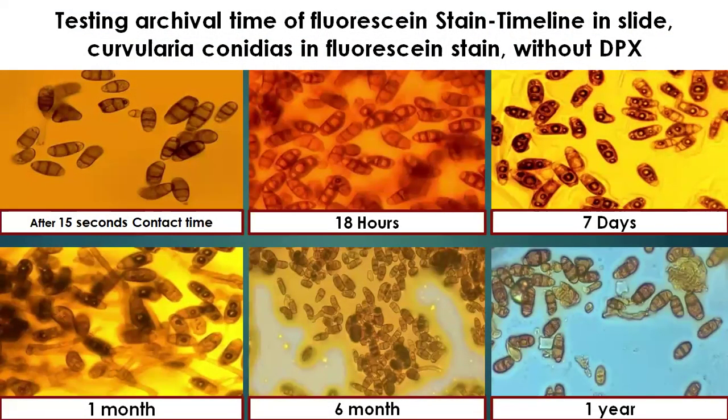Now this slide is very, very important. When you do corneal scraping with 10% KOH or 20% KOH, for example a skin specimen, we cannot store it beyond 48 or 72 hours. But with fluorescent stain, from a contact period of 15 seconds, 18 hours, 7 days, 1 month, 6 months, and 1 year, we can store this slide. So this is important for accrediting bodies to adopt this stain in comparison to 10% KOH or 20% KOH, as there is evidence that you can store the slide with a longer shelf life.